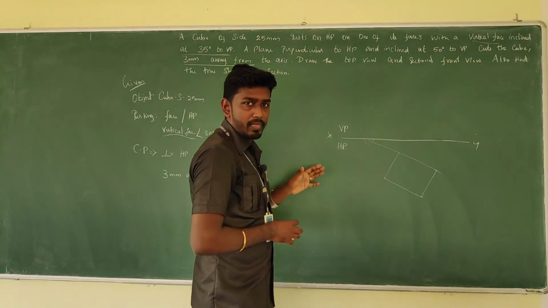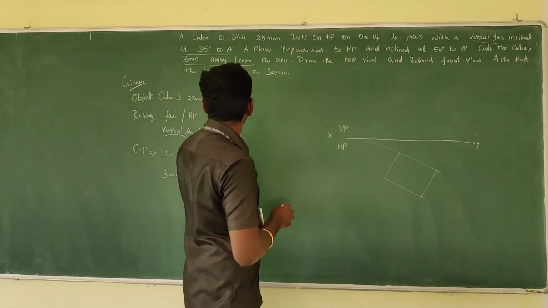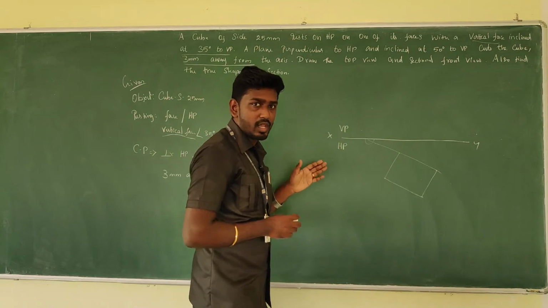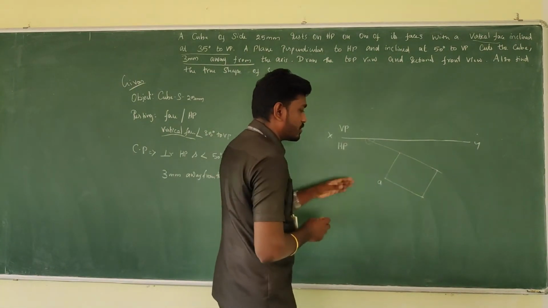This is a sectional problem. We are going to draw the sectional front view and the true shape of the section, right? So in the section, at first you should not do any dotted lines. So I am just leaving it with a thin line.